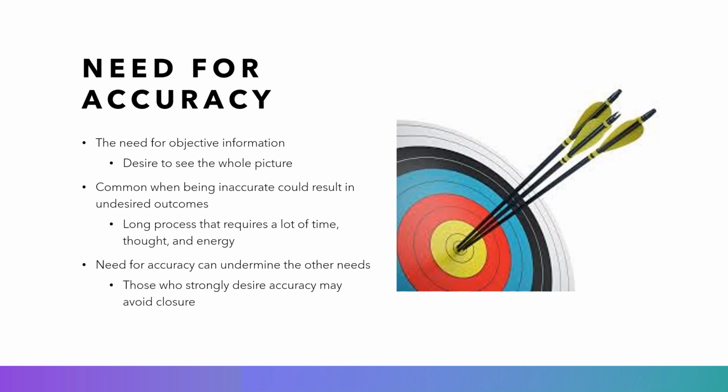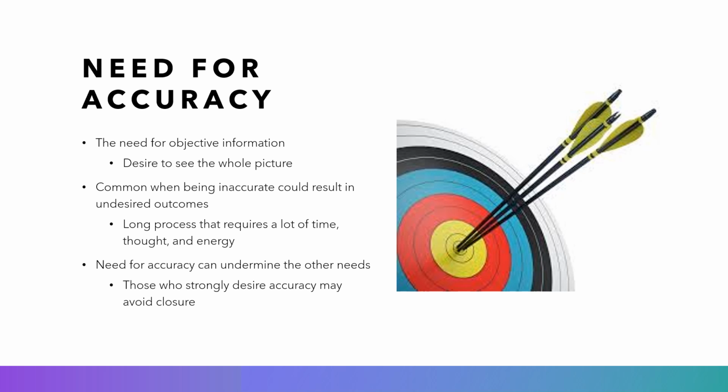The first epistemic motive, as I already mentioned, is the need for accuracy. So this really refers to the need for objective information. For people feeling that motive for the need for accuracy, there's a desire to see the whole picture, to whatever extent you can, know everything that's going on. When this is measured as a personality variable, it's often called need for accuracy, but also need for cognition. The need for accuracy often emerges when being inaccurate can result in undesired outcomes.